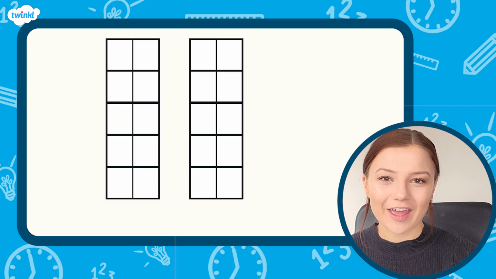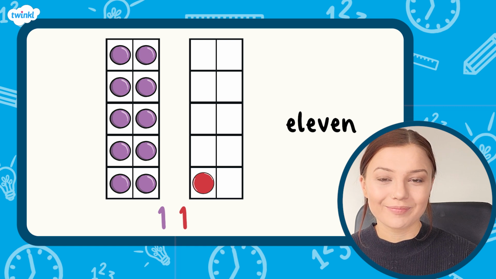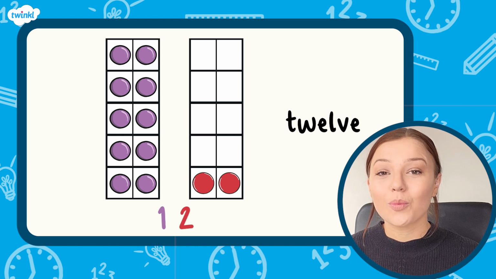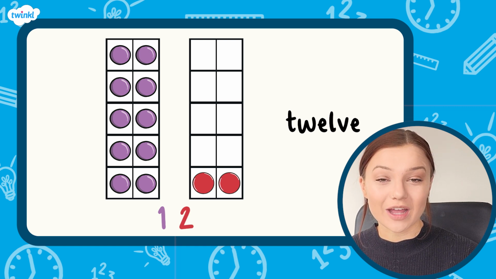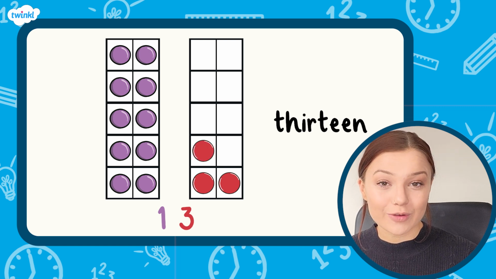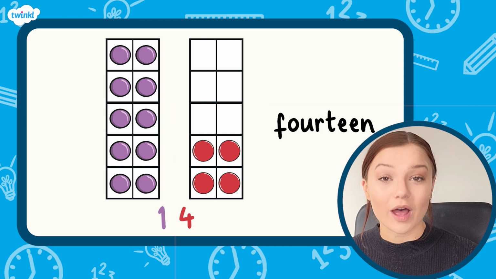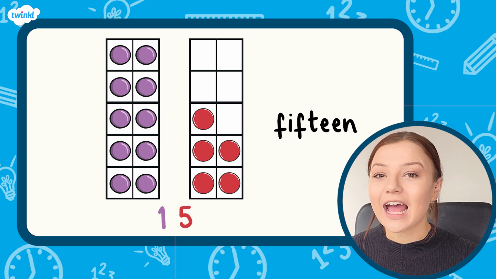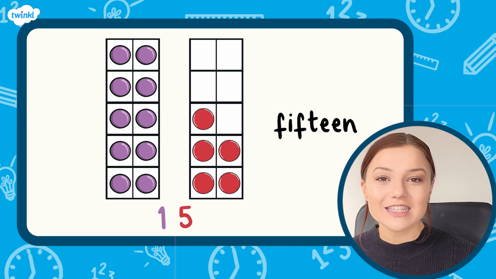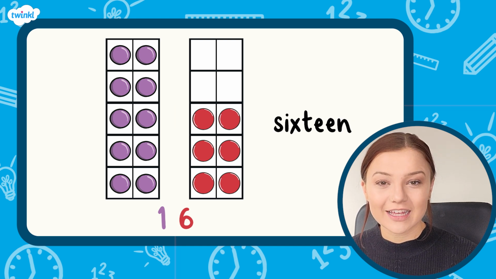Let's explore this further. 11 has one 10 and one 1. 12 has one 10 and two ones. 13 has one 10 and three ones. 14 has one 10 and four ones. 15 has one 10 and five ones. 16 has one 10 and six ones.